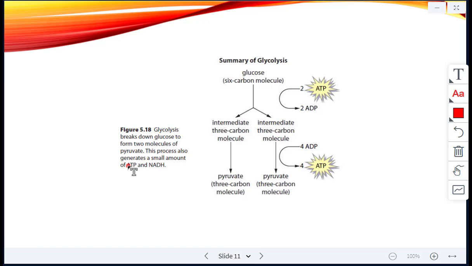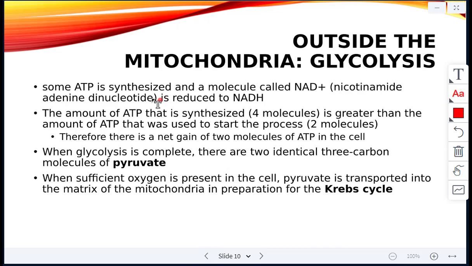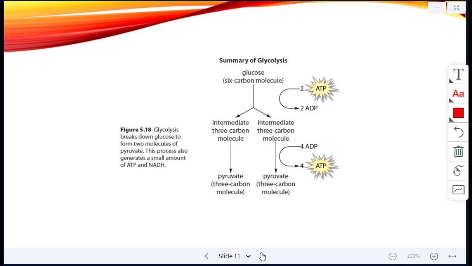So it generates a small amount of ATP, but there's also a generation of NADH as well, which we just talked about right here. So ATP was synthesized as well as NAD plus gets reduced to NADH, which isn't shown in this diagram, but I wanted to mention that again.